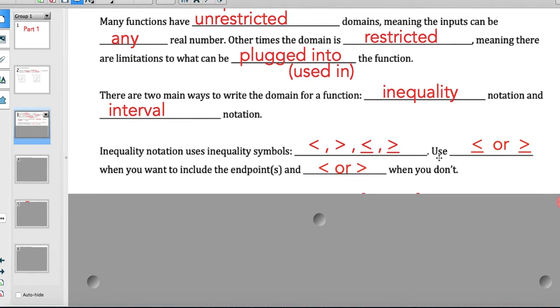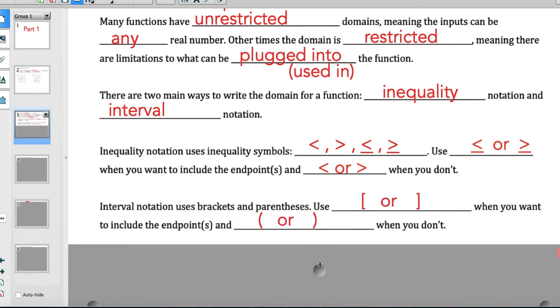Something that's new for us would be called interval notation. Interval notation uses brackets. So we use a hard left bracket or right bracket when you want to include the endpoints, and then soft parentheses when you don't want to include the endpoints.